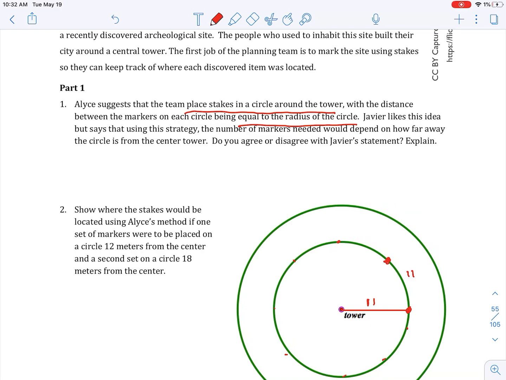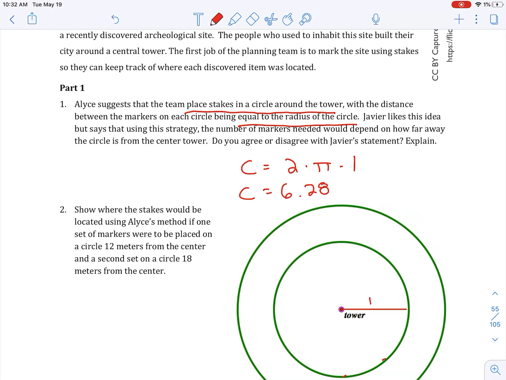2. Show where the stakes would be located using Alice's method, if one set of markers were to be placed on a circle 12 meters from the center, and a second set 18 from the center. Before I start talking about 12 and 18, let's go back to the 1. Let's just think about, if the radius is 1, how many 1s could I get around the circle? Well, what would the circumference be? The circumference would be 2 pi r. The circumference would be 2 times pi times 1, which is 6.28. So this tells me that I could get a little over 6 1s around the circle.